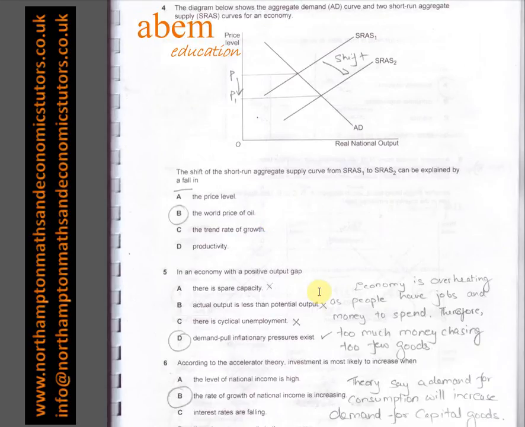In question number 5, in an economy with a positive output gap, we know demand pull inflationary pressure exists. Why? Because the economy is overheating as people have jobs and money to spend. Therefore, too much money chasing too few goods. There is no spare capacity because we are operating beyond the long-term average trend. So we are probably overusing our resources, and that's why there are very low levels of unemployment, or probably people are overworking. The actual output is actually more than the potential output, and there is no cyclical unemployment.